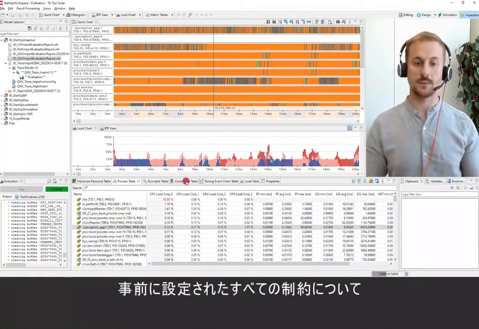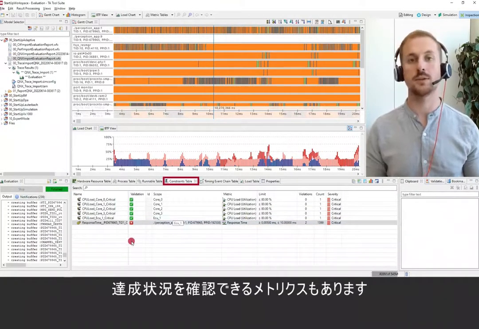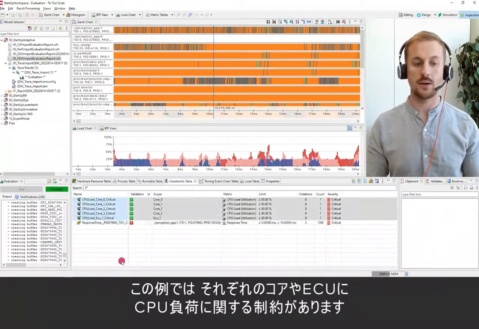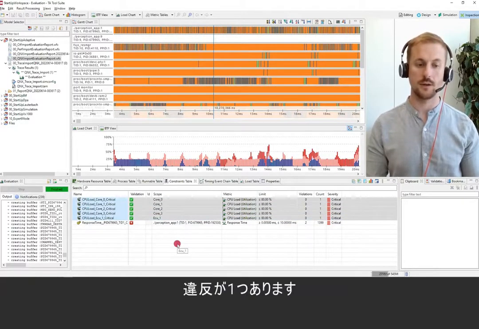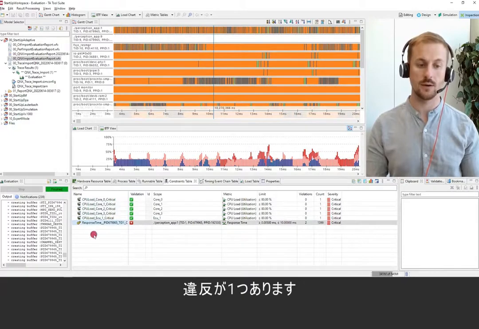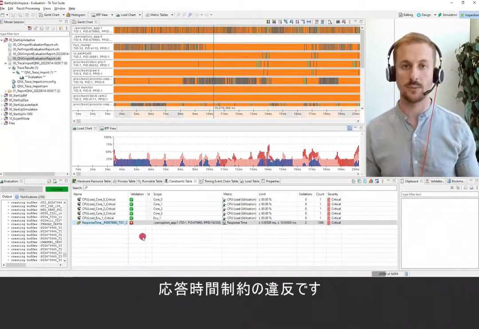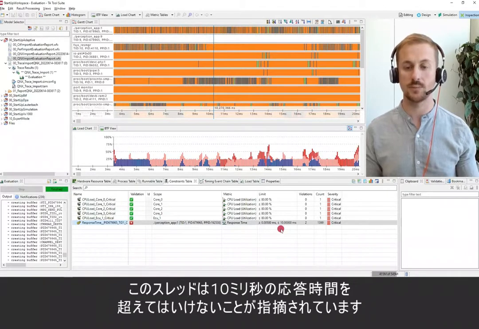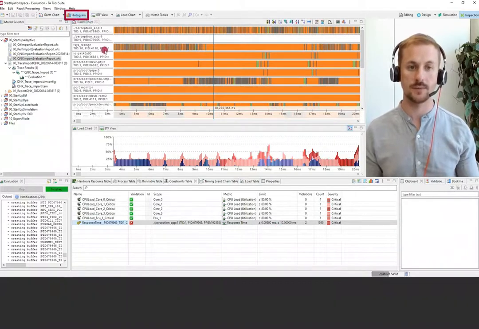Besides other metrics, we have also an overview of the fulfillment of all the constraints which were pre-configured. In this example, there are CPU load constraints for the different cores and the ECU. Luckily, these constraints are fulfilled. But unfortunately, there is one violation. And this is a response time constraint for a specific thread, which states that this thread shall not exceed a response time of 10 milliseconds. Well, violation, let's have a look at it.